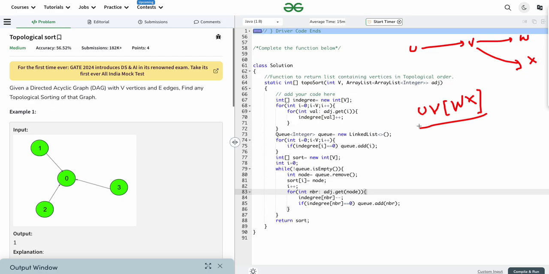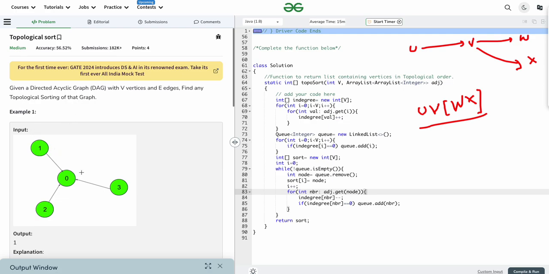Now let's discuss how we can find the topological sort. We are going to use a BFS approach, and when we ask for a BFS approach for a topological sort, it comes out to be Kahn's algorithm. So let me tell you what this algorithm is all about. There is a concept you can use which involves in-degree.